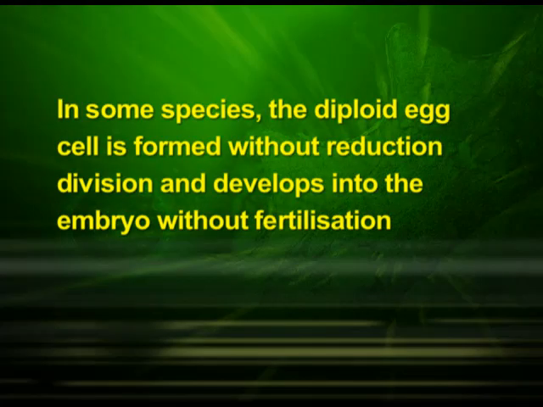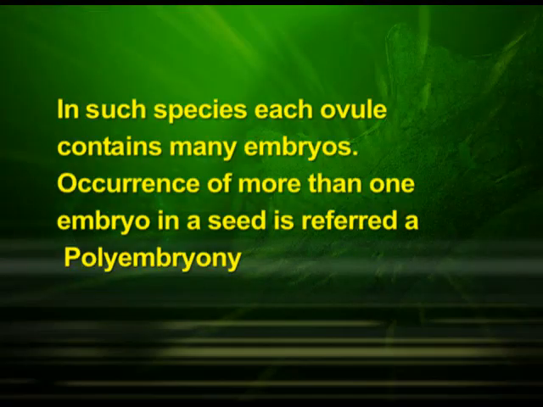Students, in some species, the diploid egg cell is formed without reduction division and develops into the embryo without fertilization. More often, as in many citrus and mango varieties, some of the nucellar cells surrounding the embryo sac start dividing, protrude into the embryo sac and develop into the embryos. In such species, each ovule contains many embryos. Occurrence of more than one embryo in a seed is referred to as polyembryony.